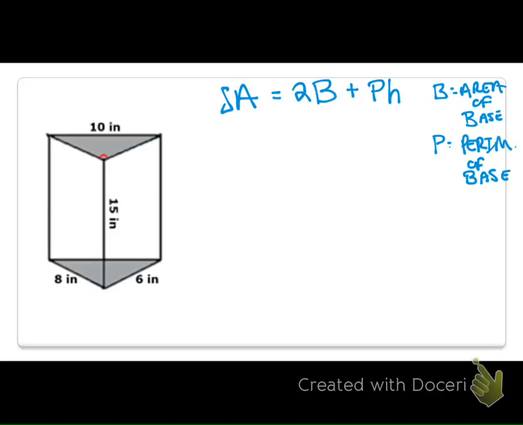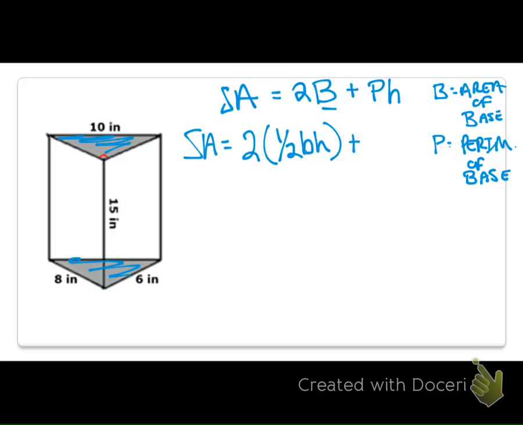Okay, these are two things. Now big B we've seen before when we worked with volume, but big P is a little bit different. So first thing I need to do over here is look at finding the area of my bases. Well, my bases are my triangles. So I'm going to rewrite this formula out so I can see all the stuff I'm going to need. I'm going to have 2 times 1/2 base times height plus my perimeter.